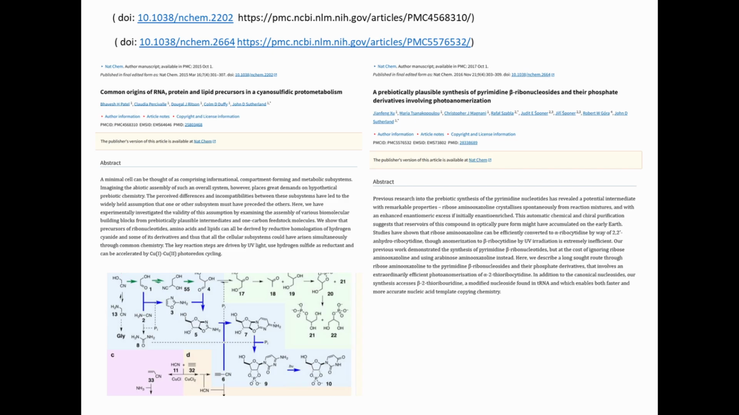In 2016, Sutherland collaborated with Xu, Sanakopoulou, Magnani, Sabla, Sponer, and Gora on a paper titled A Prebiotically Plausible Synthesis of Pyrimidine Beta-Ribonucleosides and Their Phosphate Derivatives Involving Photoanomerization.